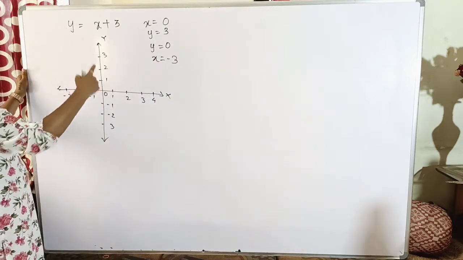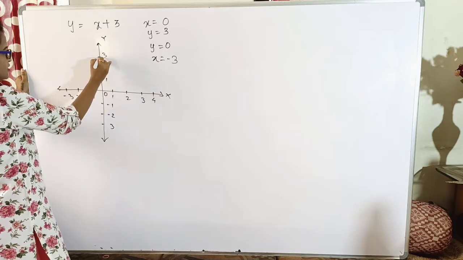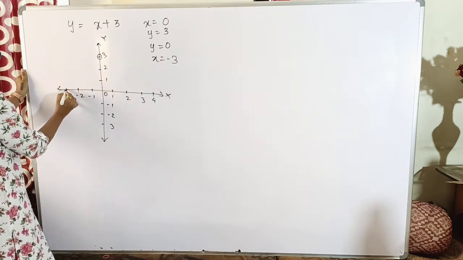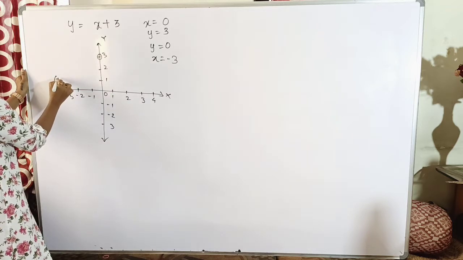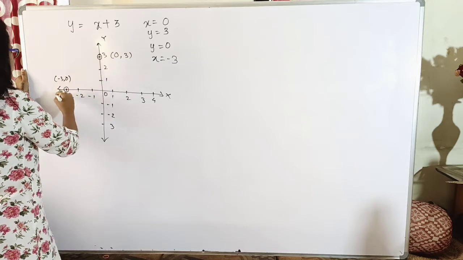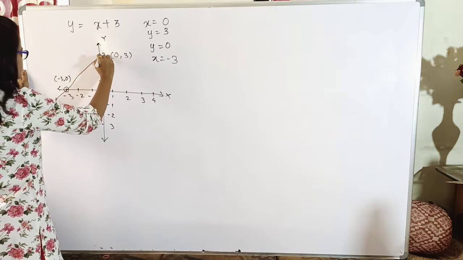Okay, so let us try to plot it in this way. So x is 0 and y is 3. So here is the point, right? Similarly, y is 0 and x is minus 3. So this is another point. So this is minus 3, 0, whereas this is 0 comma 3. Let us try to draw a line passing through these points.